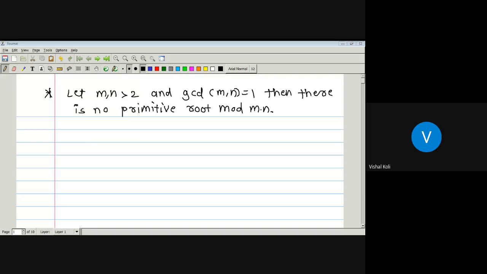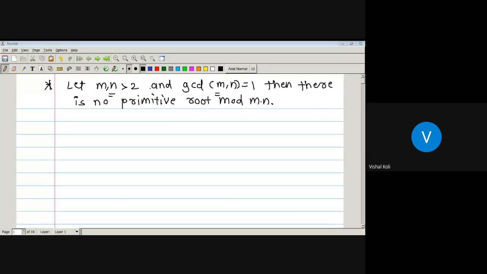What is a primitive root? An integer a is said to be a primitive root modulo n if a to the power φ(n) is congruent to 1 modulo n and a to the power k is not congruent to 1 modulo n whenever k is less than φ(n). Now here we have two integers m and n which are greater than 2, and also GCD of these two integers is equal to 1, that is, m and n are relatively prime, and from that we have to prove that there exists no primitive root modulo m into n.